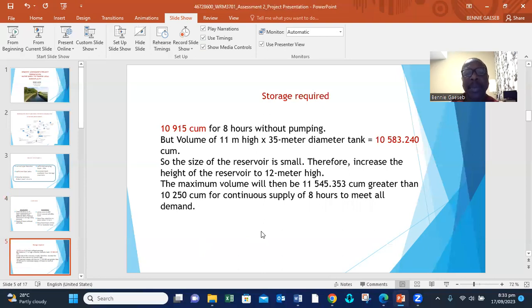The 6 demand centers have a total demand of 10,950 cubic meters, which must be maintained for 8 hours without being pumped. But the given size of the storage tank, which is 11 meter high by 35 meter diameter, is only equal to 10,583. That is less than what is required at all 6 demand centers. So that means the size of the reservoir is wrong. I have increased it from 11 meter high to 12 meter high. That gives me 11,545 cubic meters, which is sufficient.